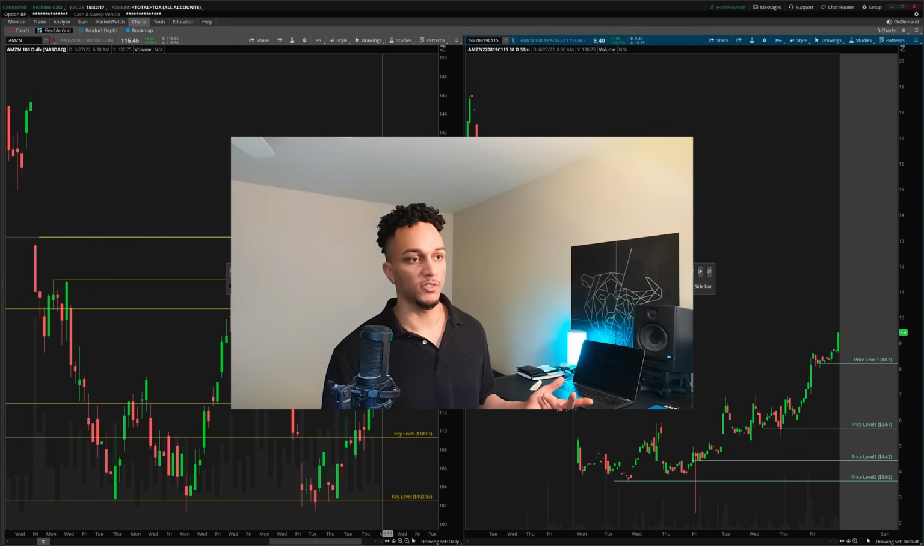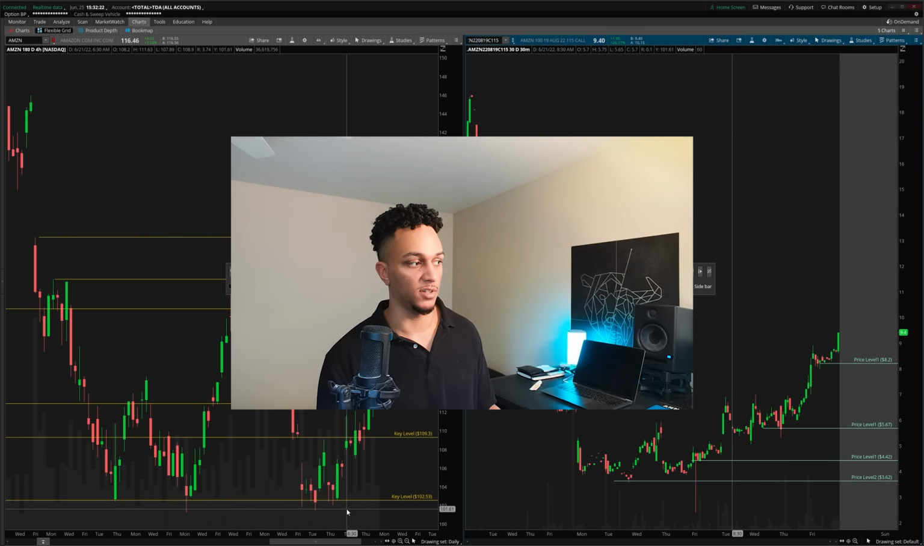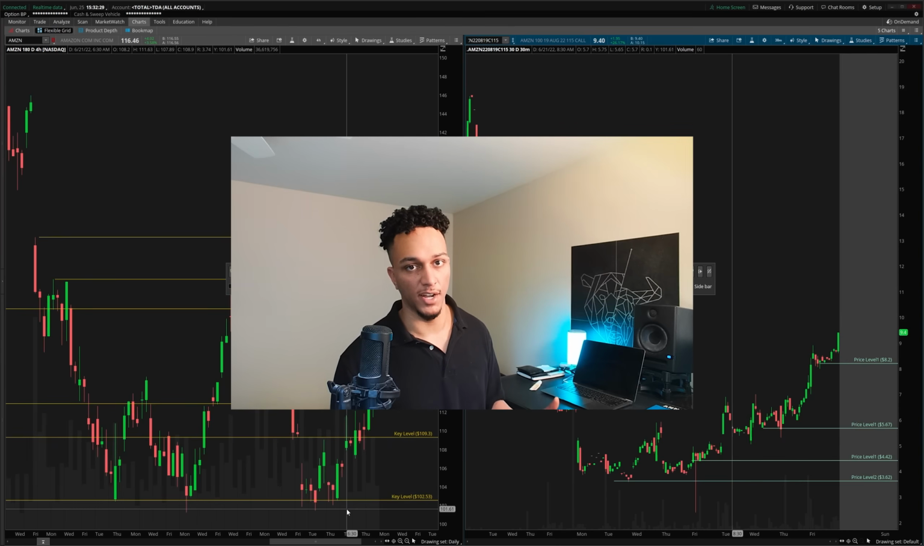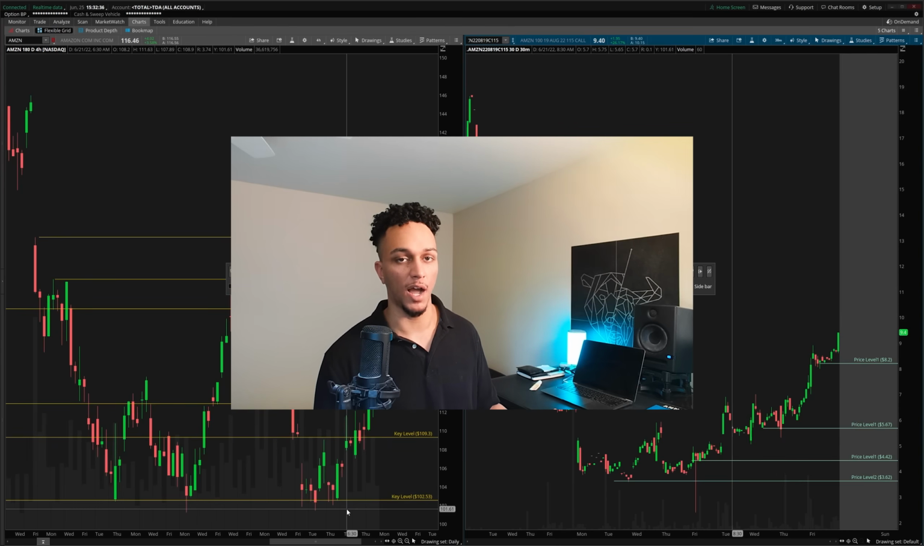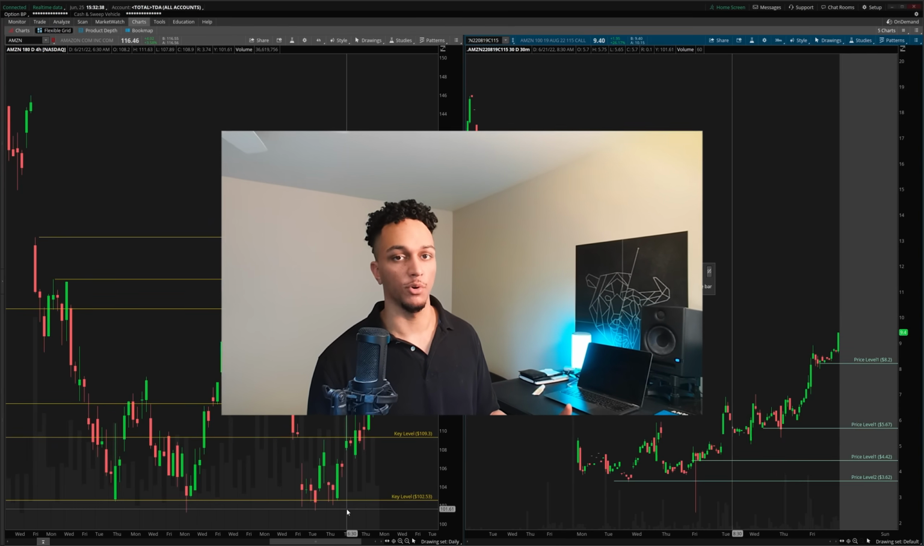Now, if you didn't have these key levels in your chart, you might not have been aware of this. You might have been trying to short the market down here at the lows, not knowing about this huge historical monthly key level. But now you know how to take trades off key levels and how to set up high probability and great risk reward setups.